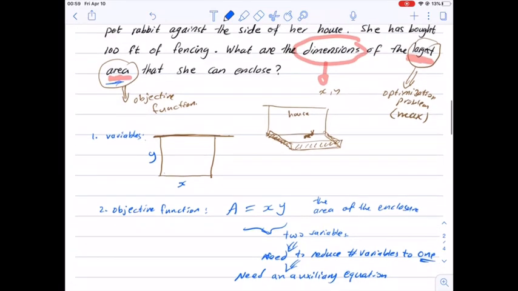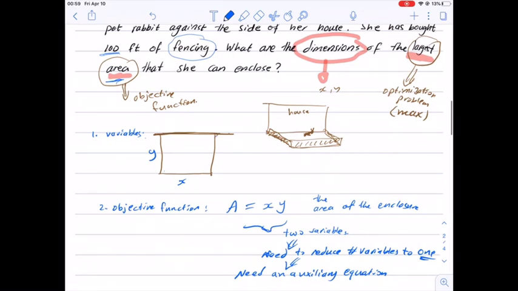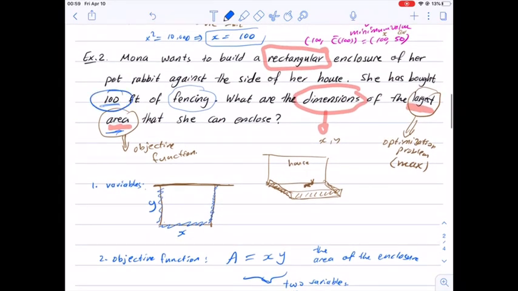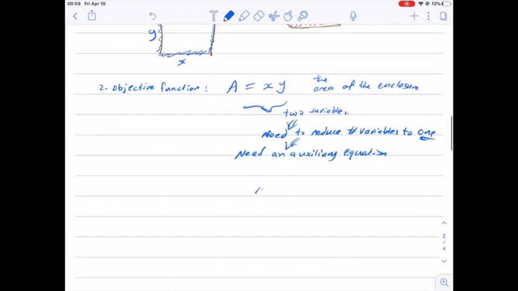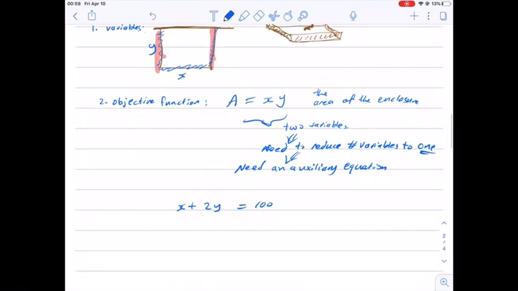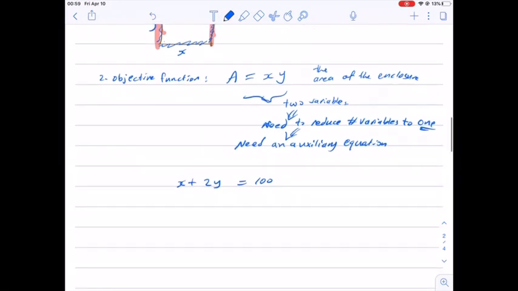So what is the auxiliary equation? If we go back to the question, we have fencing of length 100, and that fencing should cover this side, and this side, three sides. So the sum of the three sides should be 100, the length of the fencing. So 100 equals 1x but 2y, this y and the corresponding one, because we have a rectangular shape. So we have 1x, because the other x here is part of the wall, that's part of the house.